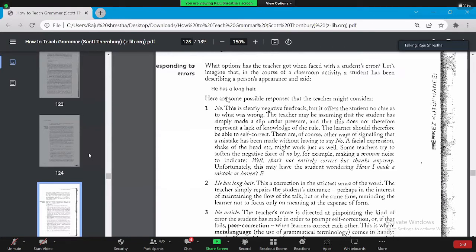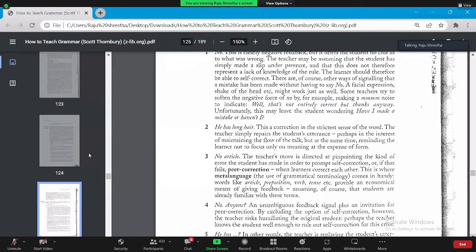So it has not indicated the error. You used "a" while talking about hair here, so this is not appropriate. "He has long hair." The teacher reformulates it. Then another is "no", directly giving negative feedback. Another is "he has long hair", so this is reformulating. Then, "no article, the article is not used", let's say giving positive feedback like this. Or we can move towards peer correction or self correction. "So, no anyone" means moving towards peer correction by asking someone else.